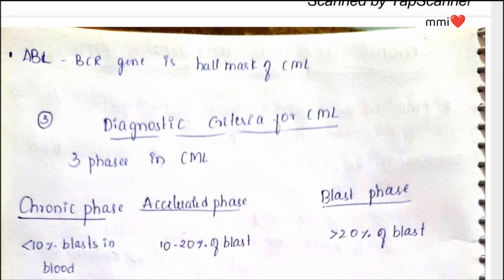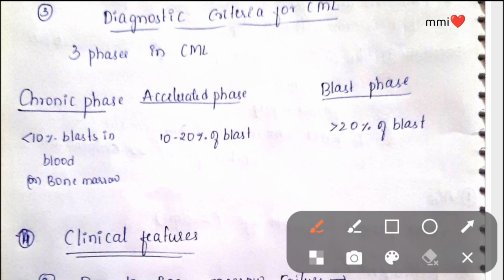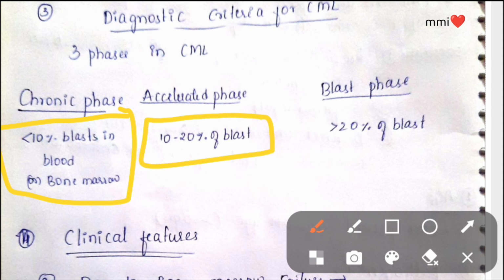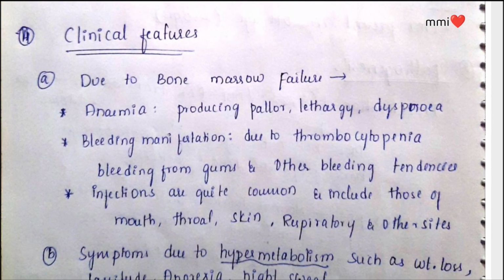As for the diagnostic criteria for chronic myeloid leukemia, there are 3 phases. Most important viva question: chronic phase, accelerated phase and blastic phase. In the chronic phase, less than 10% blasts are seen in the blood and bone marrow; in the accelerated phase, 10 to 20% blasts are seen; in the blastic phase, greater than 20% blasts are seen. Please read these phases from Harsh Mohan for better understanding.